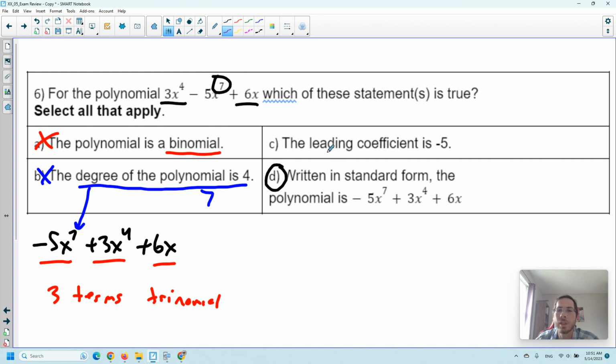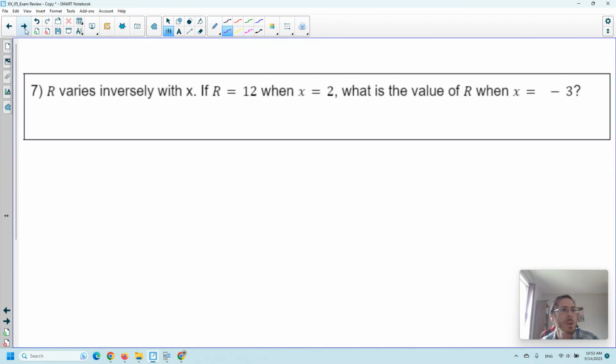And then part C, the leading coefficient is negative 5. If I look here, that's the number that's out front in standard form. So I'm going to pick C. And then we're done. Nothing we can do with that one for the TI calculator. You just got to do it by hand because it's all definitions.